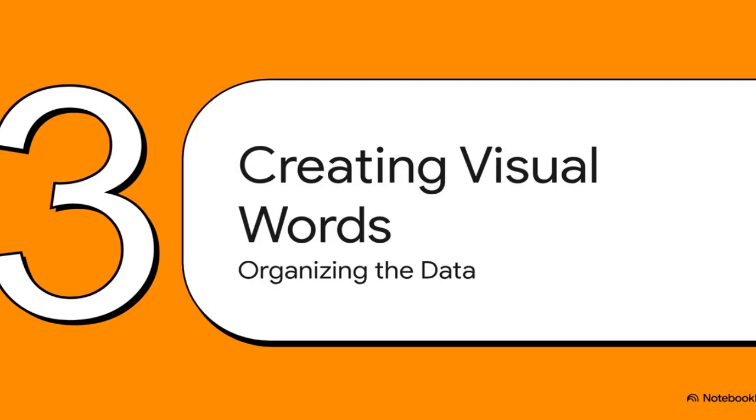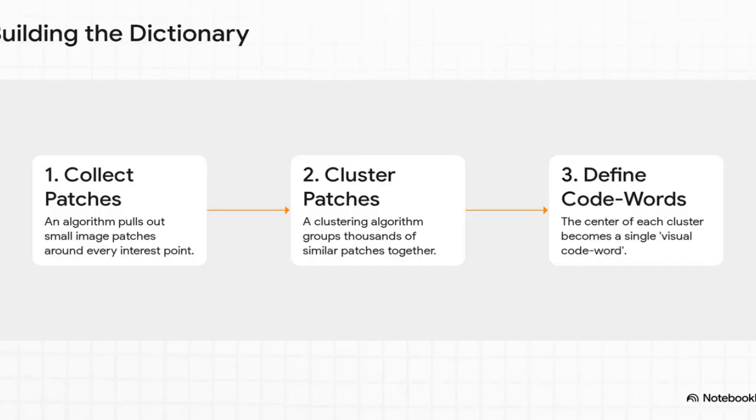All right, so now we have this massive collection of thousands, maybe millions of these interesting points from all our training images. Now for the really clever part. How do we turn this giant, messy pile of data points into a clean, organized vocabulary of visual words? Here's how it works. It's a three-step process. First up, the algorithm goes and grabs a tiny picture, a little patch, around every single one of those interest points. It's like having thousands of tiny little snapshots of corners and textures and edges.